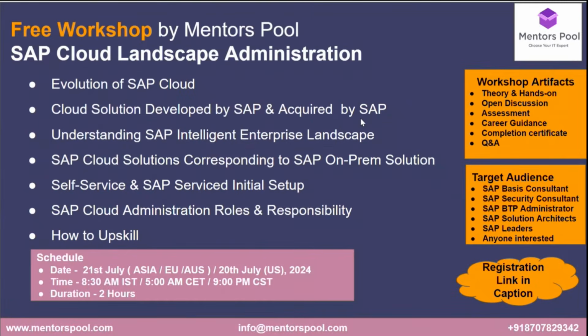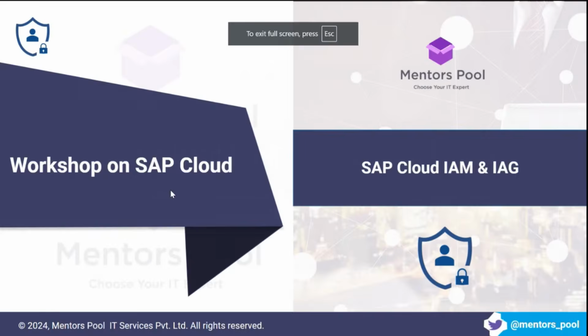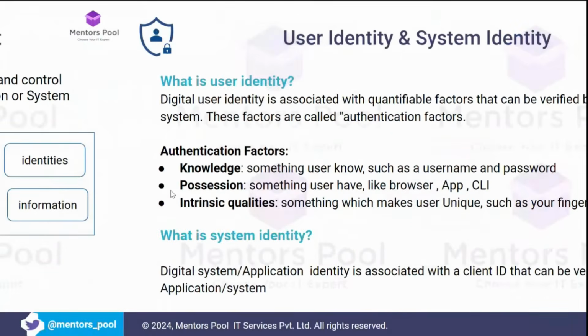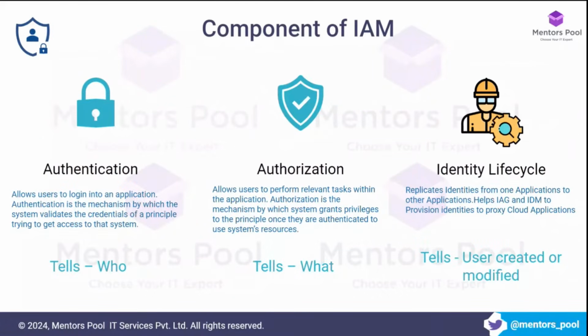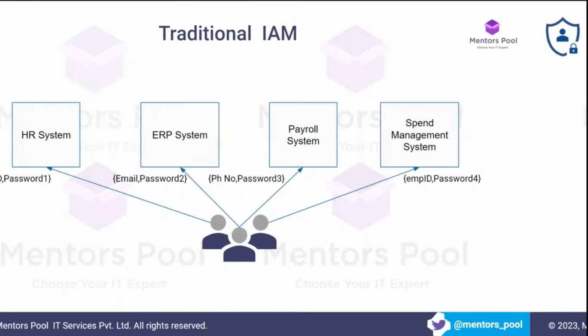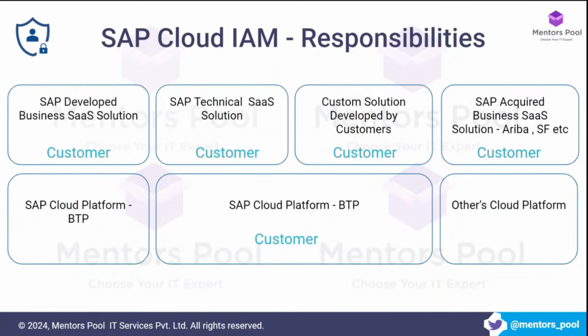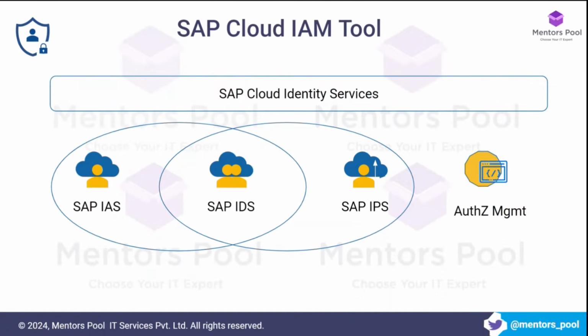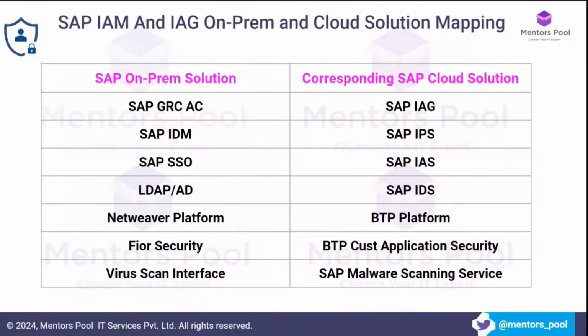I'll not waste time. Today, what we are going to do is security. Let me walk you through what we are going to do today. First we'll start with identity access management. Then understand what identity is, user identity, system identity, and the components of SAP IAM. The traditional way of IAM and the modern way of identity access management. Then the different cloud landscapes, and what we are supposed to do as a security consultant. Then we'll try understanding SAP Cloud IAM, the SAP IAM tool, what components it has and what they mean. We'll try comparing some cloud solutions and on-premise solutions.